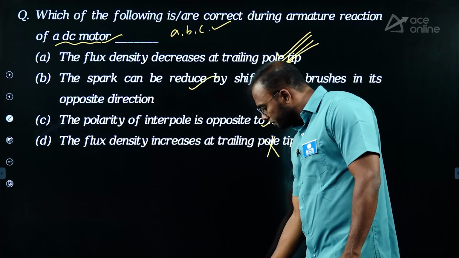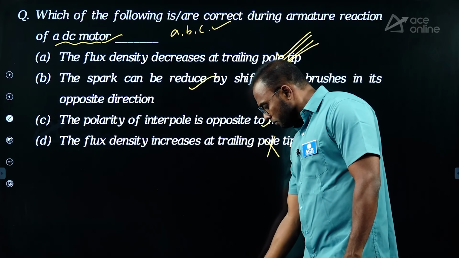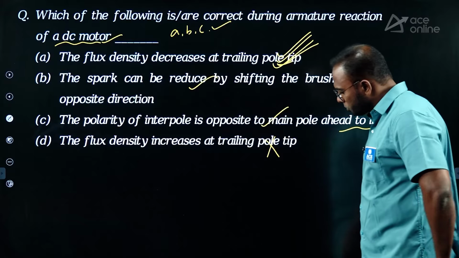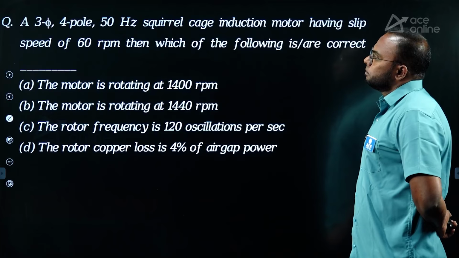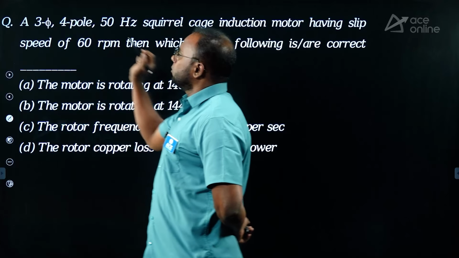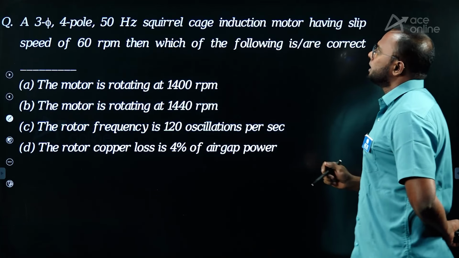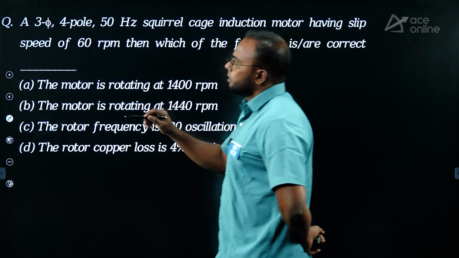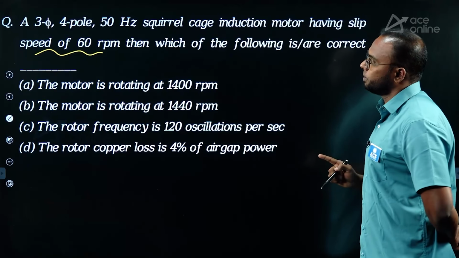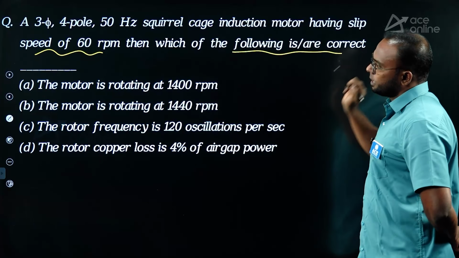Next question. See the next question, from induction motor. Try to answer. A 3-phase 4-pole 50 Hz squirrel cage induction motor having slip speed of 60 rpm. Then which of the following are correct?